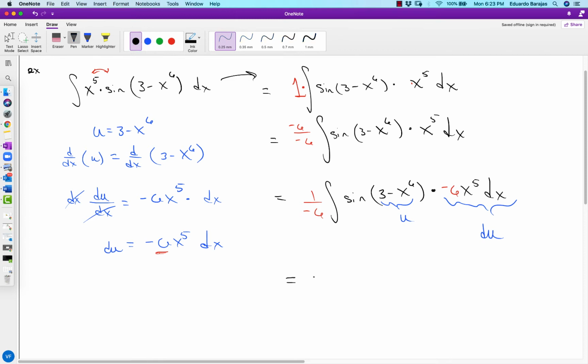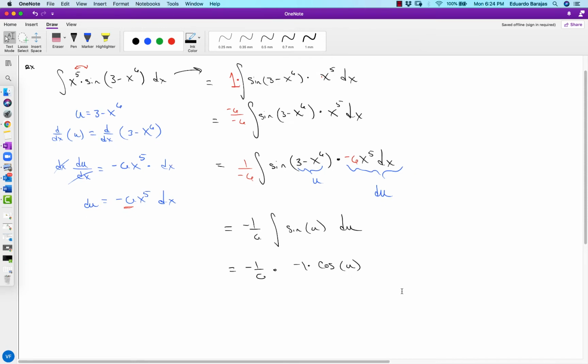So now this is going to be equal to negative 1/6 integral of sine of u du. And that's an easy antiderivative. The derivative of cosine of x is negative sine. So this is just going to be equal to negative 1/6 times negative 1 times cosine of u. Good, so we're almost there. Negative, negative, those guys will reduce to give you a positive 1/6. So you end up with positive 1/6 cosine of u.